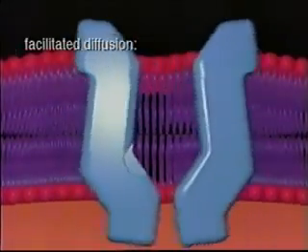Welcome back. Let's now take a look at how some other molecules cross the cell membrane. Most molecules needed by our cells are not lipid-soluble, and they are too large to pass through membrane channels. Instead, carrier proteins pick up molecules on one side of the membrane and release them on the other side. Each carrier protein transports only specific molecules or ions across the membrane. In facilitated diffusion, movement is down the concentration gradient and requires no energy expenditure by the cell.